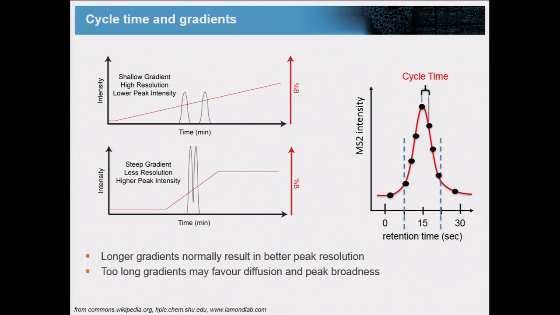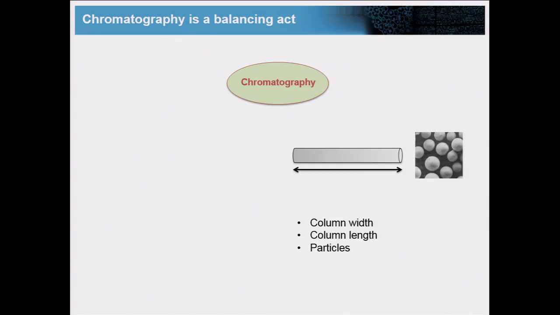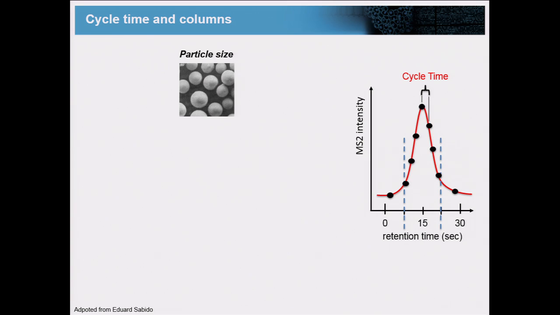So let's ask the same question about a column. We can play with different parameters related to the column, the length, the particles, and so on. Let's take, for example, the particle. What will happen to a peak if we take smaller particles? The peak will be sharper.